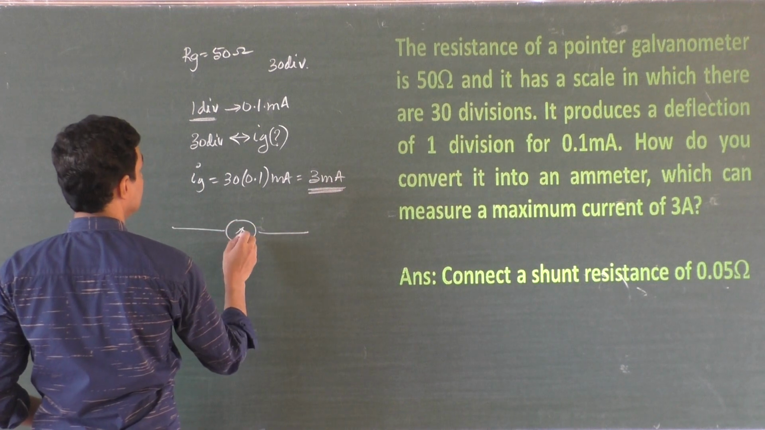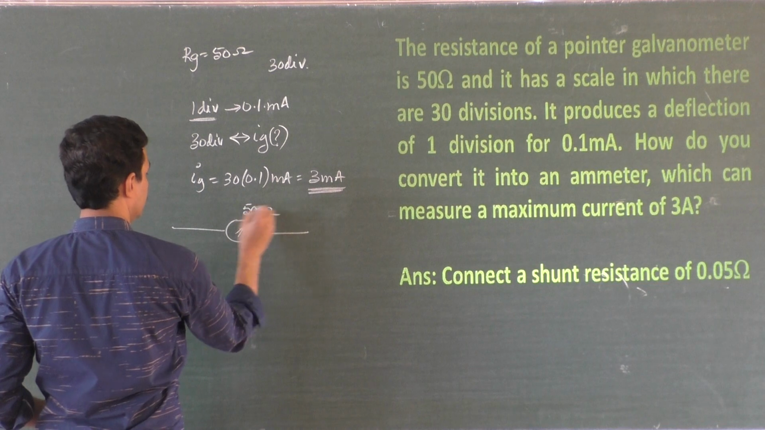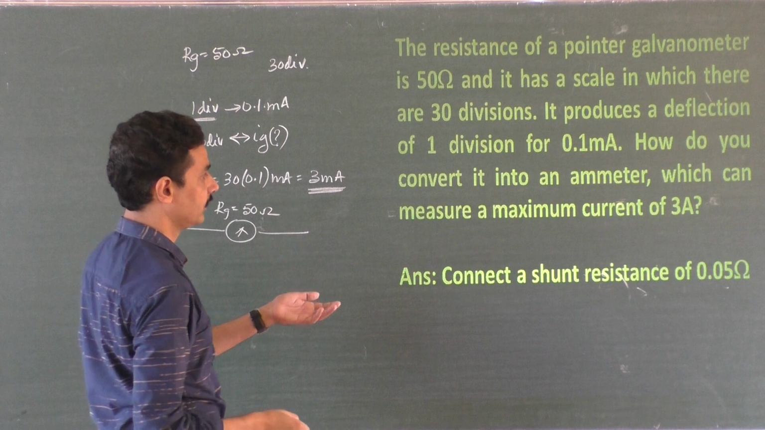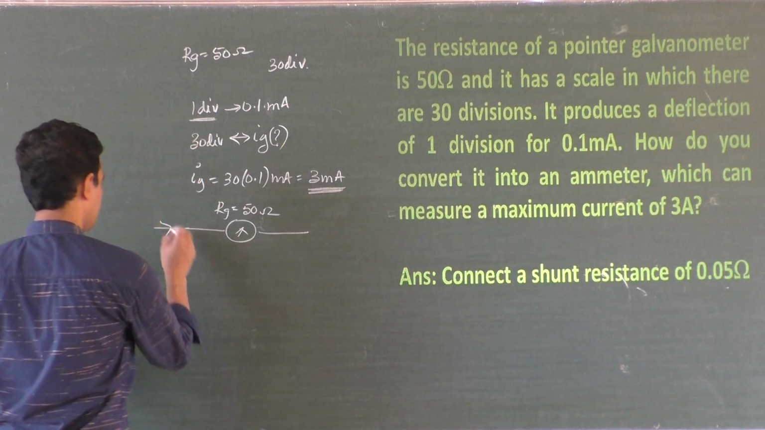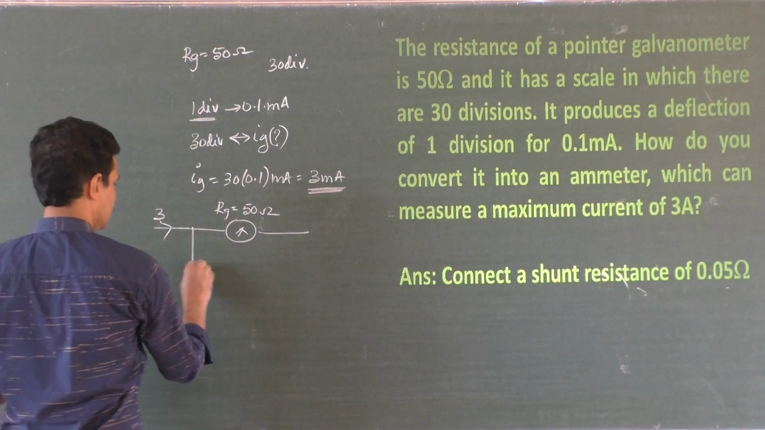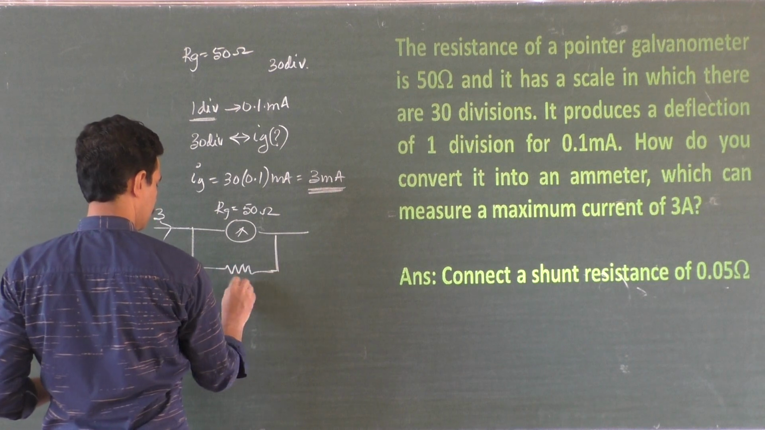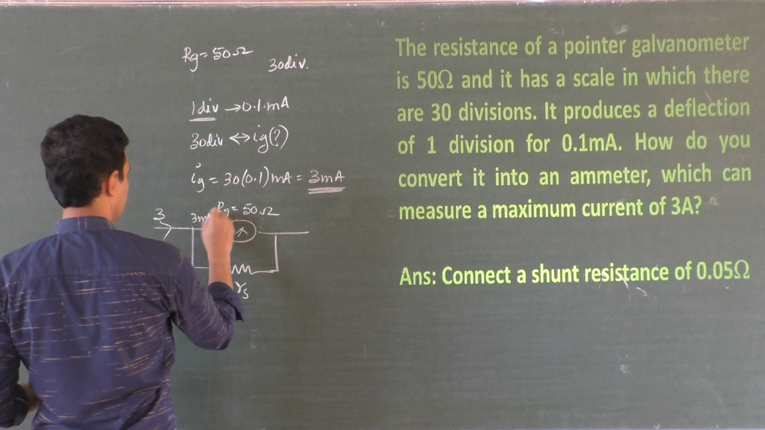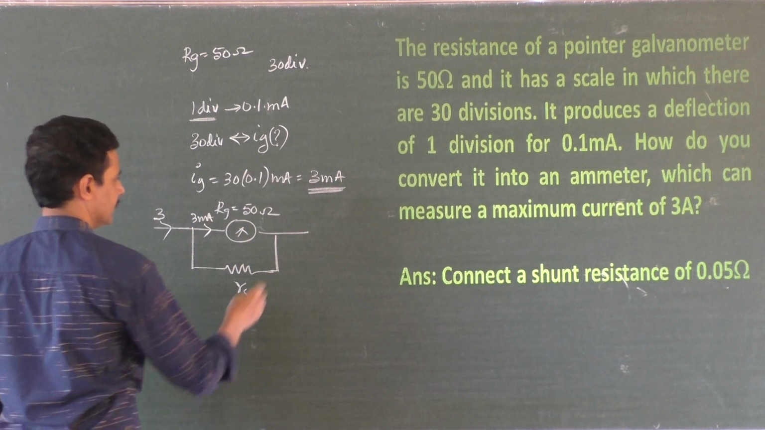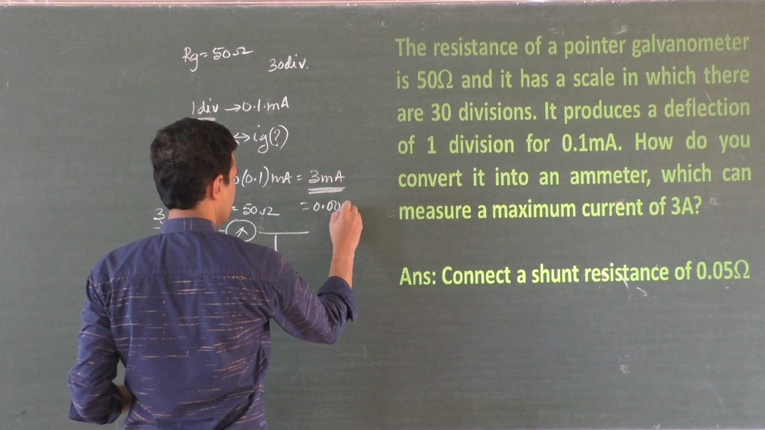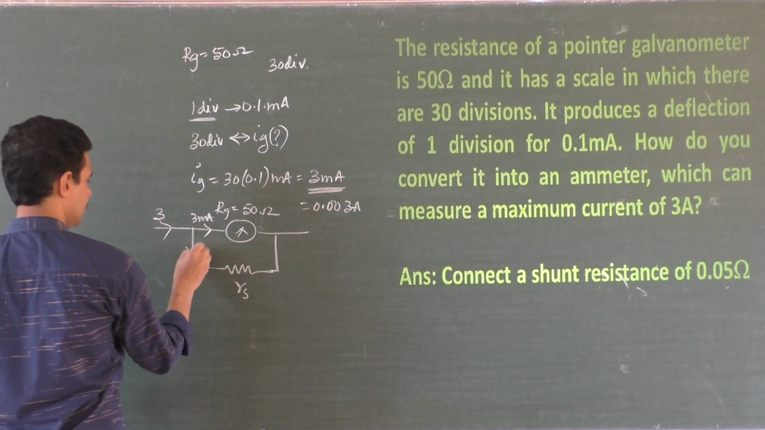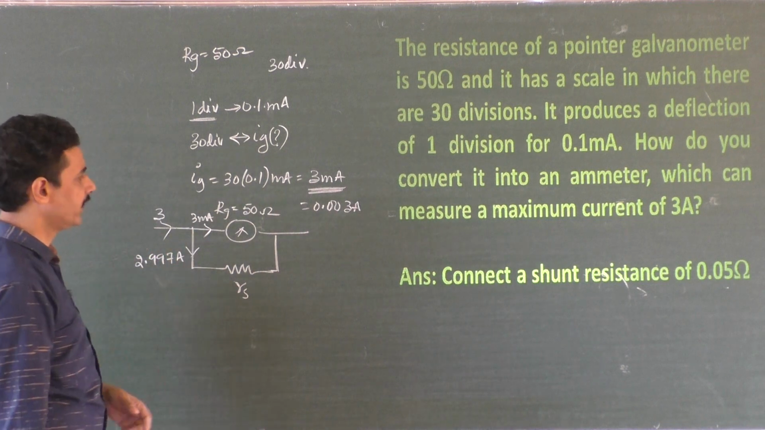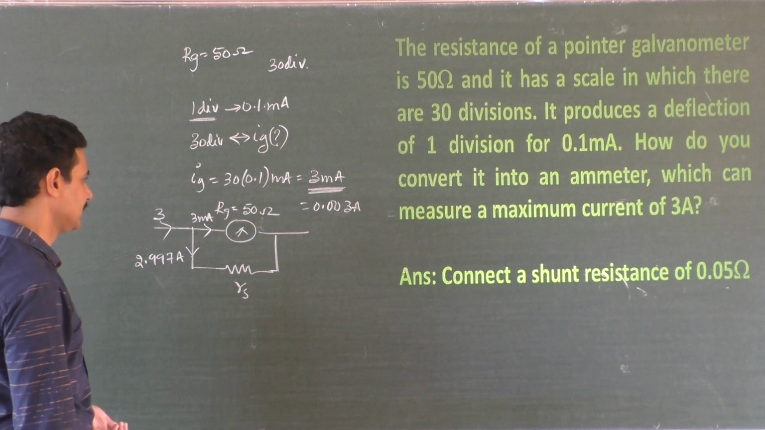This is Rg, 50 ohm. That is Rg, and this is the current to be measured. It should convert it into an ammeter which can measure a maximum current of 3 amperes. And this is the shunt required. And here should be that 3 milliamperes, that is 0.003 amperes, right? 0.003 amperes. Subtract this from this, that is 2.997 amperes, correct? 3 minus 0.003, 2.997.